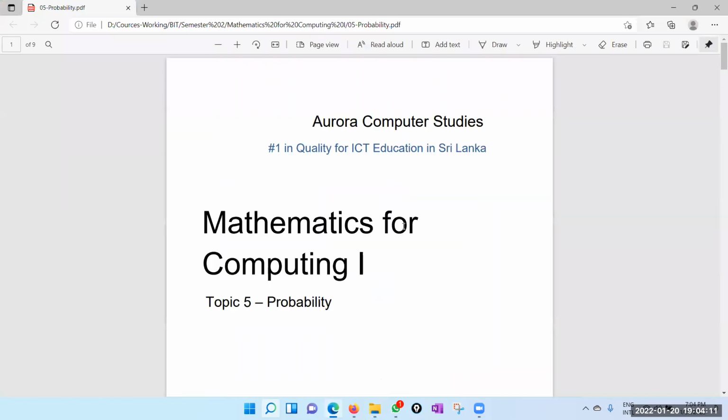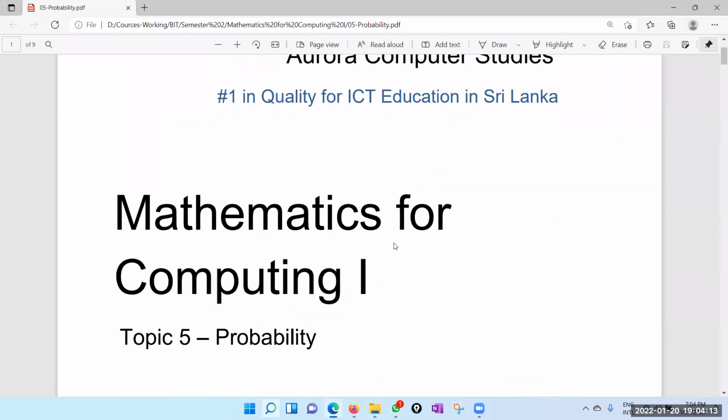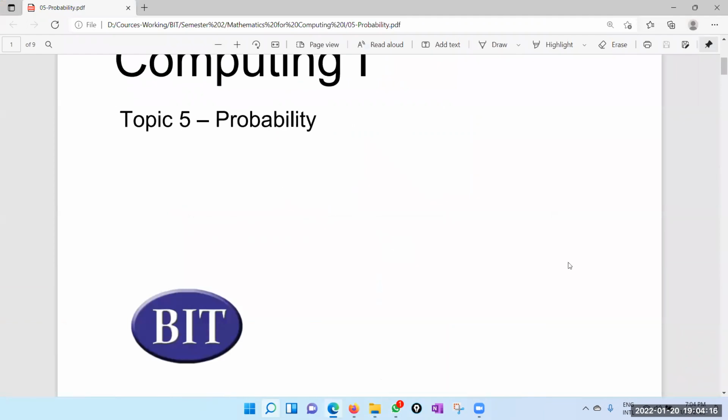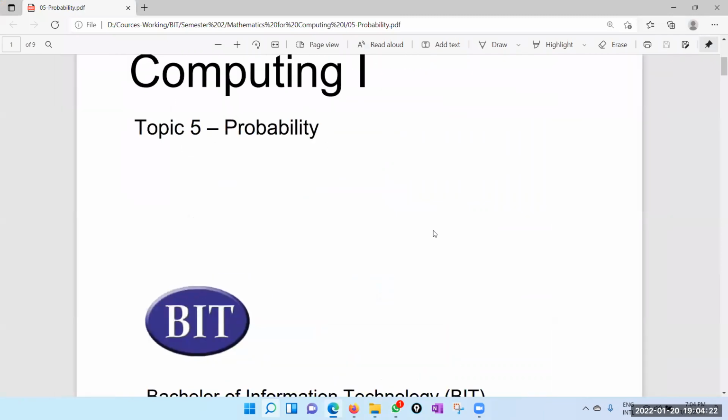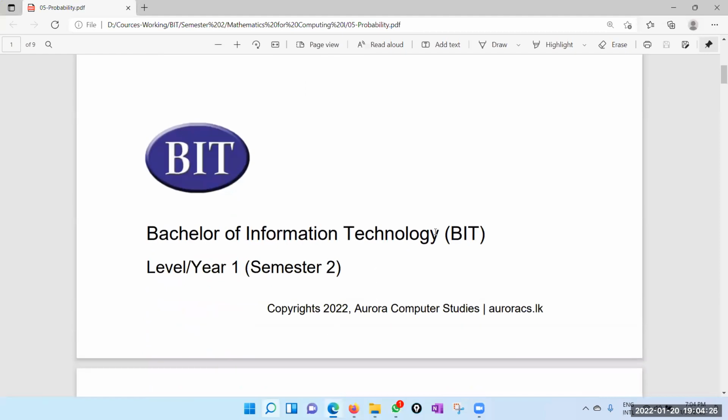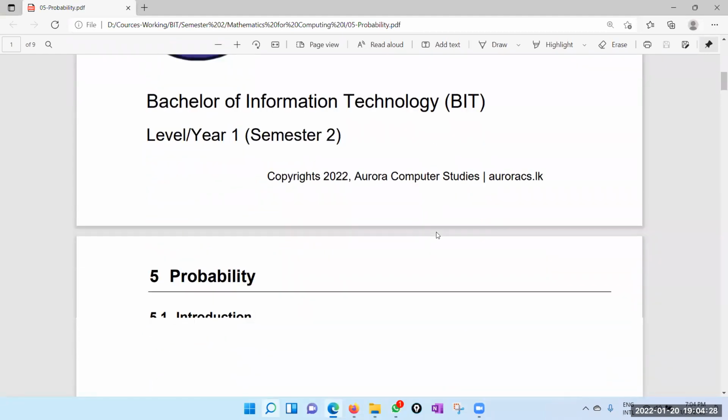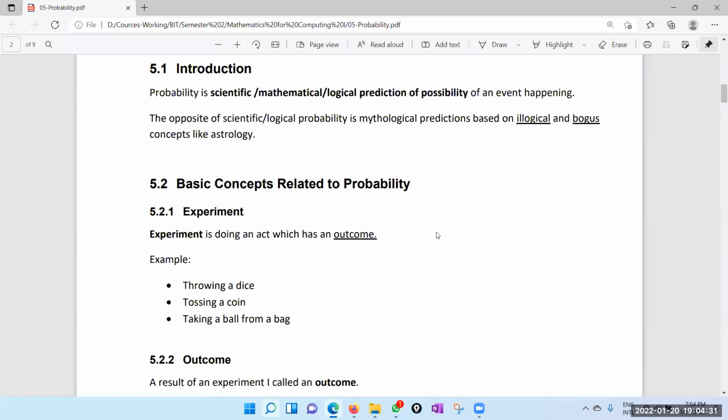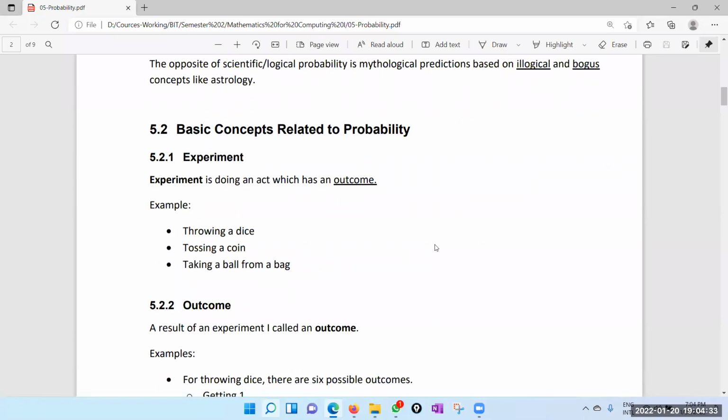Right. So last time we started discussing probability. We discussed what probability is. Probability is a logical or mathematical way of predicting the possibility. It's a scientific, mathematical, logical thing. Right. So first we defined some terminology.